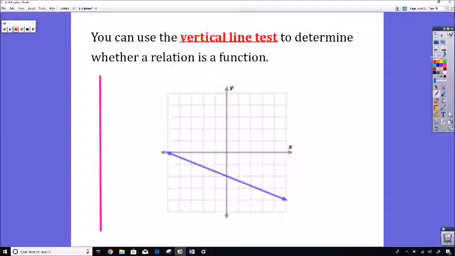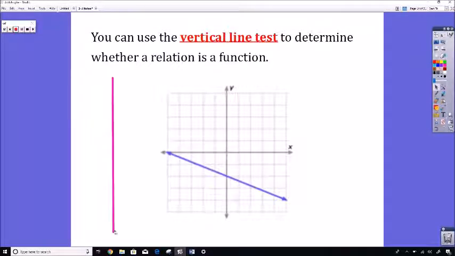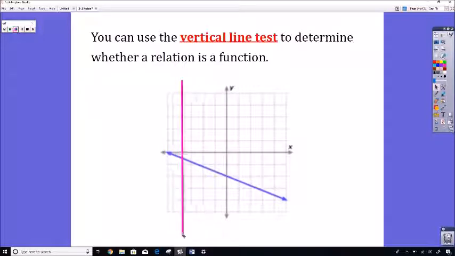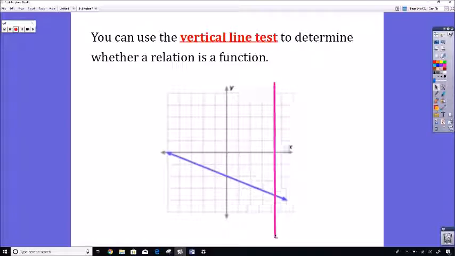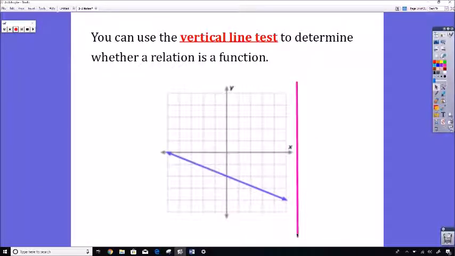Let's look at example B. Take your vertical line and allow it to go across. How many points is it touching now on the line? Just 1. How many now? Just 1. If we go all the way across, it's only ever going to touch 1 point at a time. So yes, this is a function.